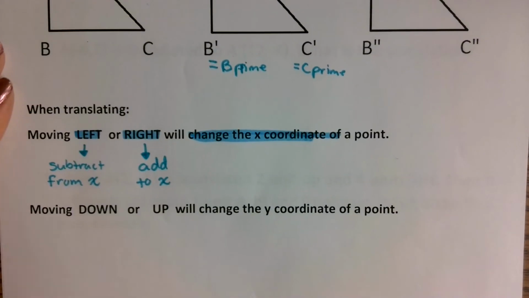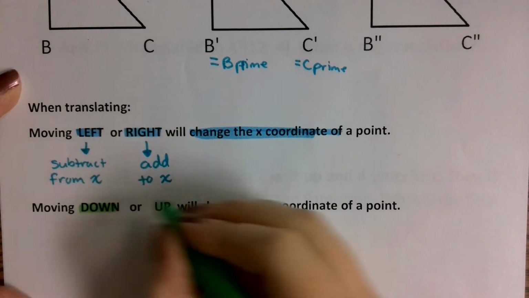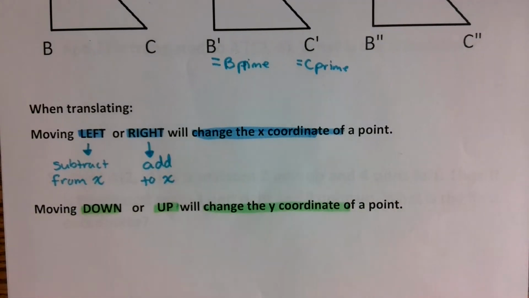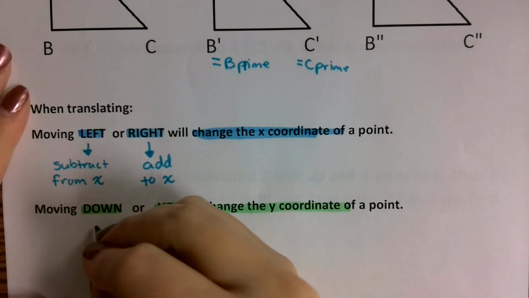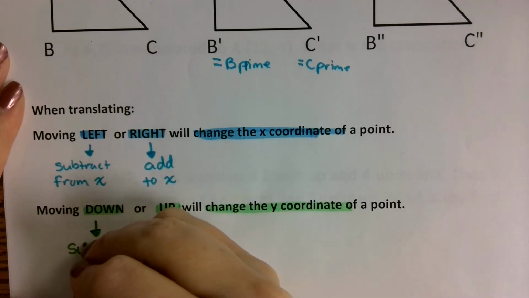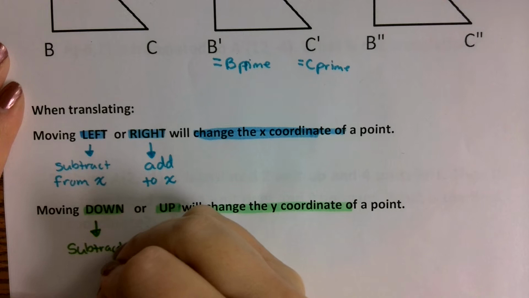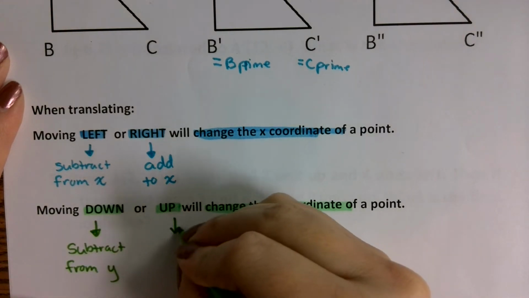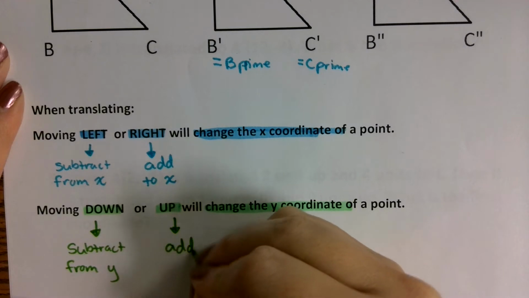Okay, and then the same thing for when we're moving up and down. If we're moving down or up, that has a change or effect to just your y coordinate. When we're moving down or moving up, it affects the y coordinate only. Okay, so if we move down, you would subtract from the y. And if we move up, we're going to add to the y.